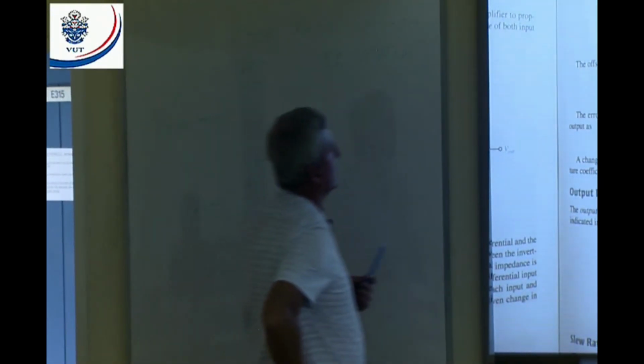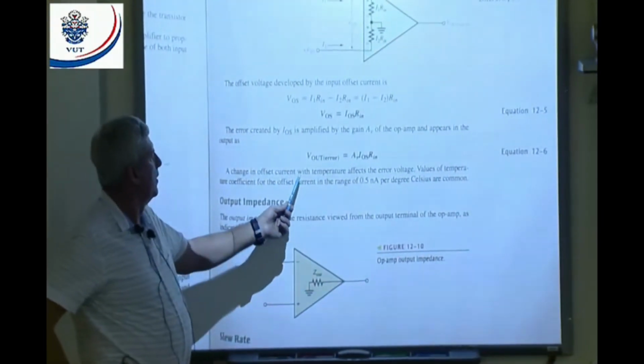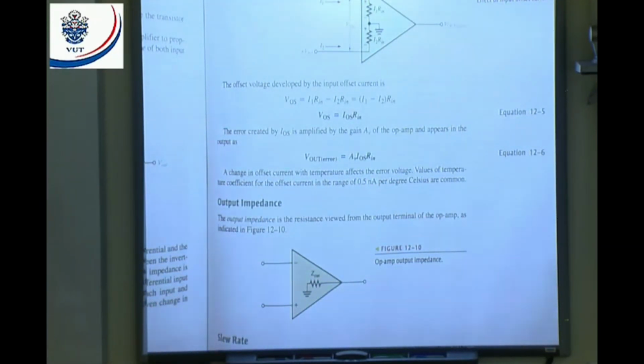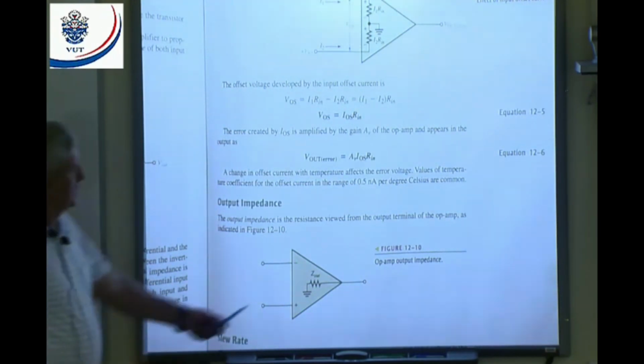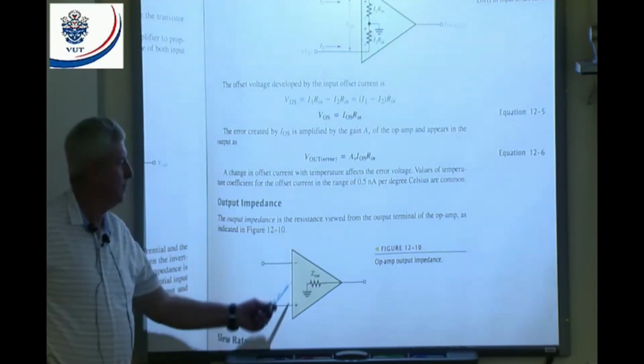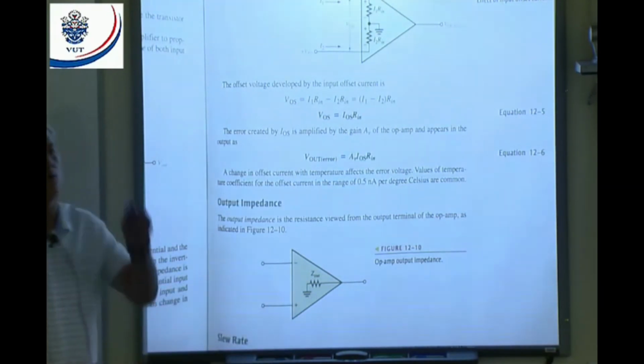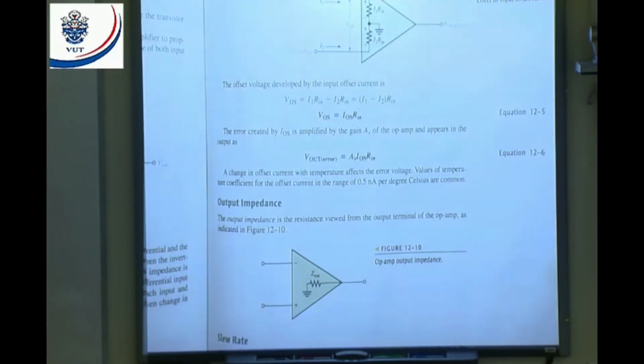All right. And then they say, how do they specify? They say change in offset current with temperature affects the error voltage. Values of temperature coefficient for offset current in the range of 0.5 nanoamps per degree Celsius are common. All right, just gives us what's a common value for that. We already talked about the output impedance. There you can see the output impedance. That means the larger the current I draw, the larger the volt drop that will develop inside the device. Smaller current, less volt drop inside the device. All right. Everybody with me?